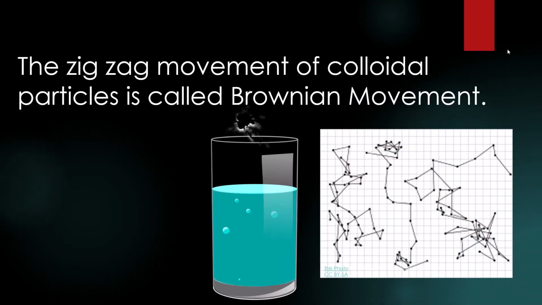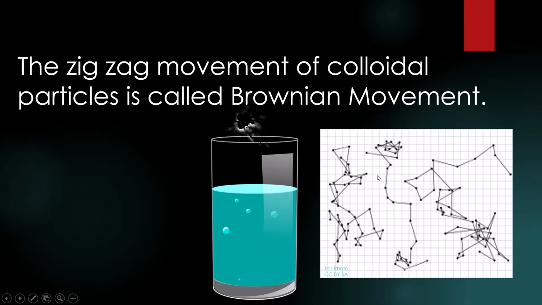The definition of the Brownian movement: the zigzag movement of colloidal particles. Now look at this graph. This is the movement that we call the Brownian movement, represented here. Let us suppose this is the particle of the colloid, any color particle. You must take any ink particle and see the movement of the particle. This particle moves like this, in a zigzag manner, or it may be like this, or it may be like this also.